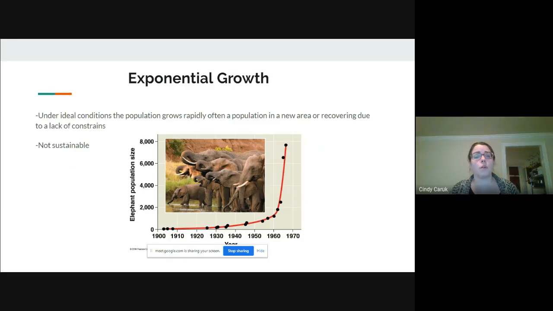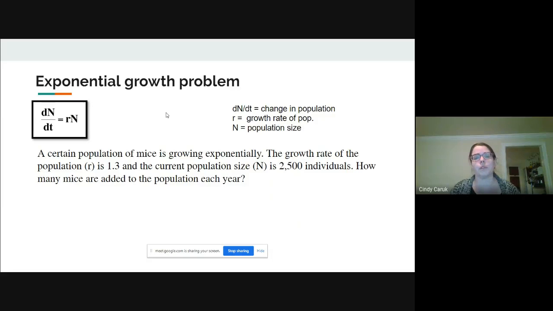Okay, our population growth models. Exponential growth is under ideal conditions. So the population is going to rapidly expand. It's either going into a new area, so has a new ecological niche, or is recovering, and it's due to a lack of constraints. This isn't sustainable. So here, it's kind of getting used to the area, and then it goes up. So this is our formula, change in population over change in time. This is your Rmax, your growth rate of the population, and this is your population size.